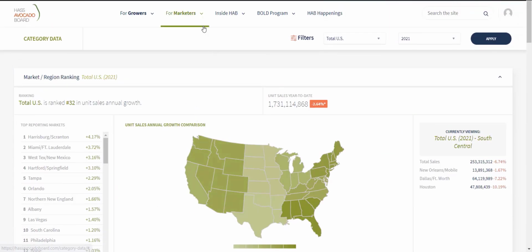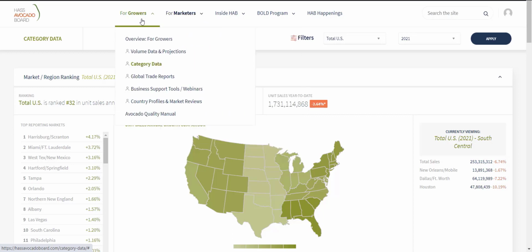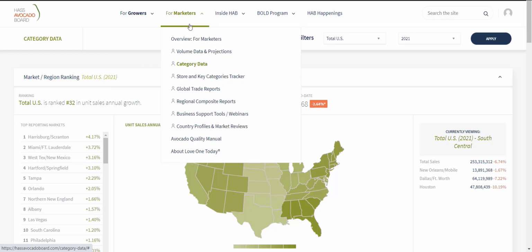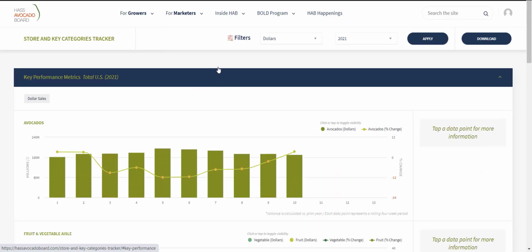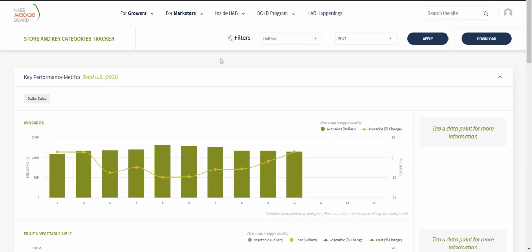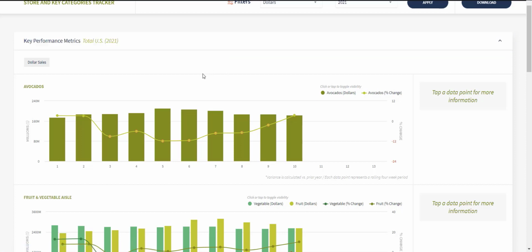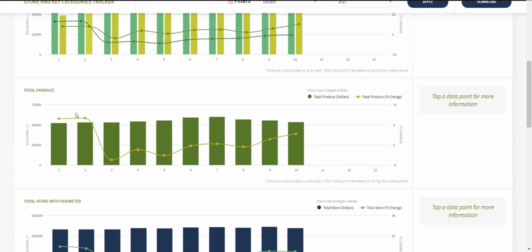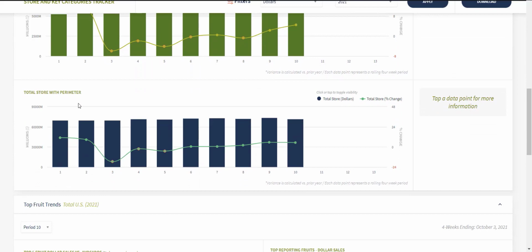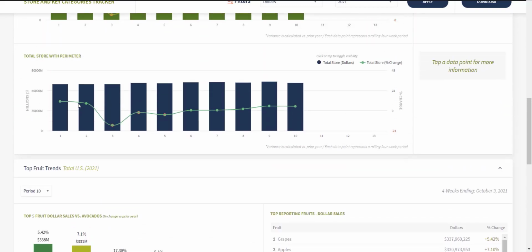Now, I would like to go over a new report on our website. It is located in the For Growers or Marketers menu under Store and Category Tracker. This report will allow you to track retail sales with top-line dollar, volume, and price data for avocados and other categories in 4-week periods. This information can be very powerful when it comes to planning for future promotions, and these reports provide a clear trend and perspective for the avocado category, and also total fruit and total vegetable, the total produce section, and total store and other produce categories, and how they compare to each other.